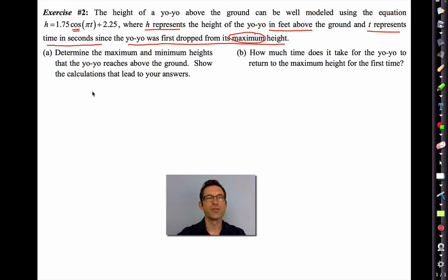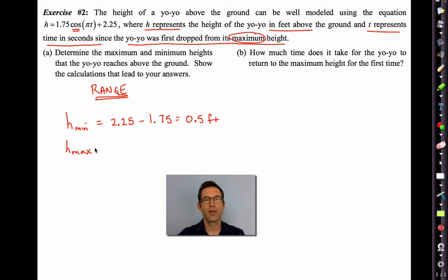Okay, well, this is really just a question about range, right? So h min, as always, can be found by taking the midline value, 2.25, and subtracting the amplitude, 1.75. And we find that it comes to 0.5 feet, half a foot, at its minimum. At its maximum, that's going to be the midline plus 1.75 feet, which is going to be 4 feet. So that's just a midline, amplitude, min-max problem.